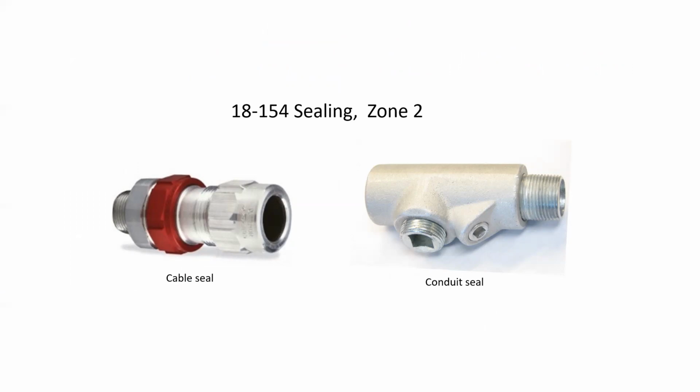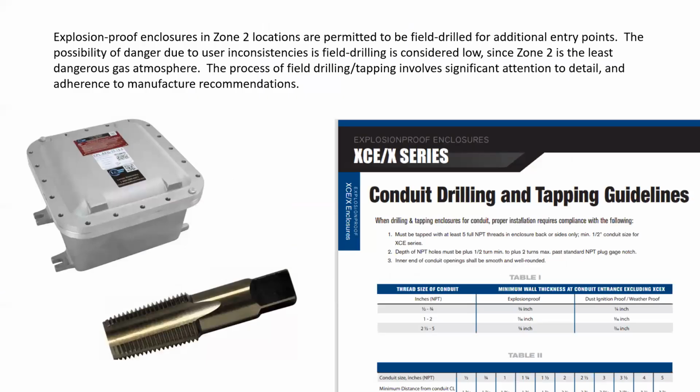Now, a little bit of contrast here. When we're doing Zone 2 locations, explosion-proof enclosures are permitted to be field drilled for additional entry points. The possibility of danger due to user inconsistencies in field drilling is considered low, since Zone 2 is the least dangerous gas atmosphere. The process of field drilling and tapping involves significant attention to detail and adherence to manufacturer recommendations.